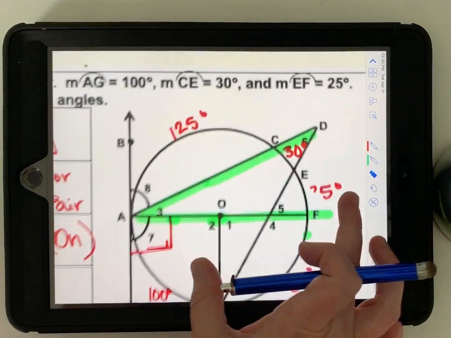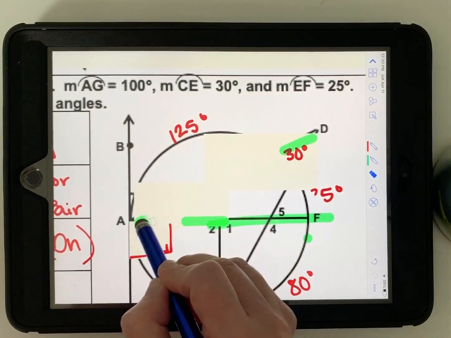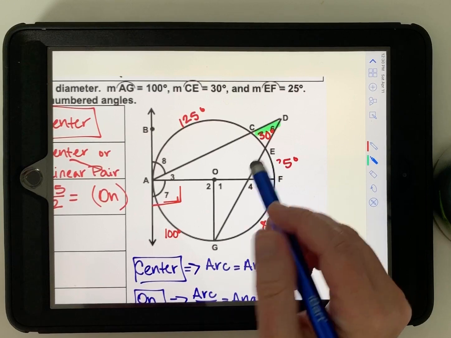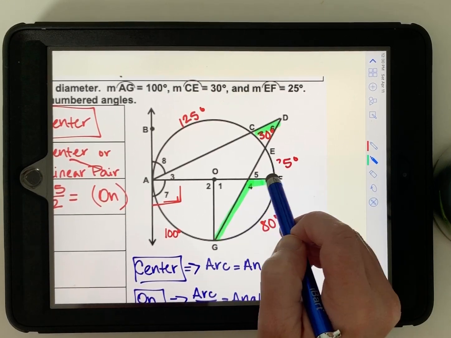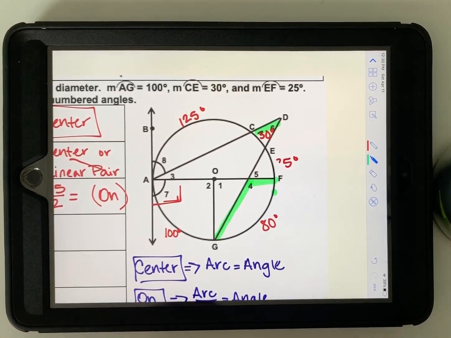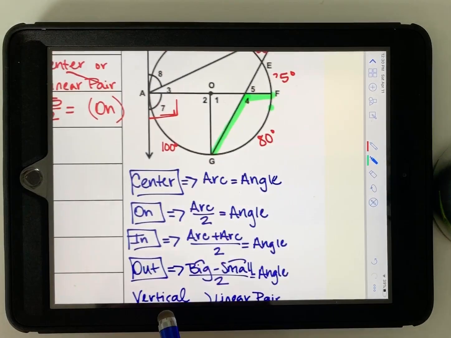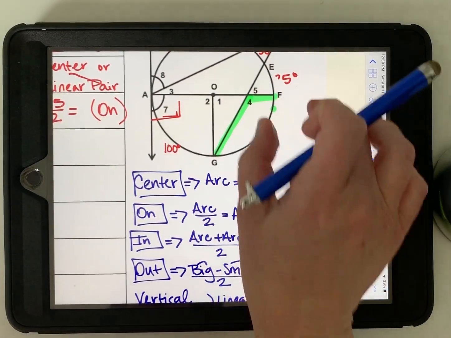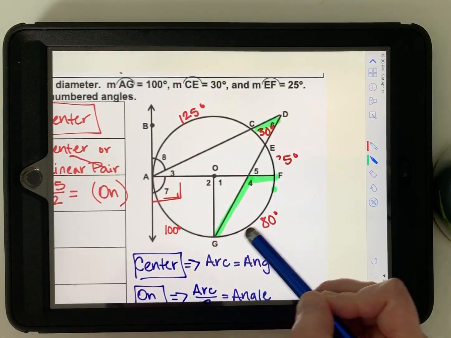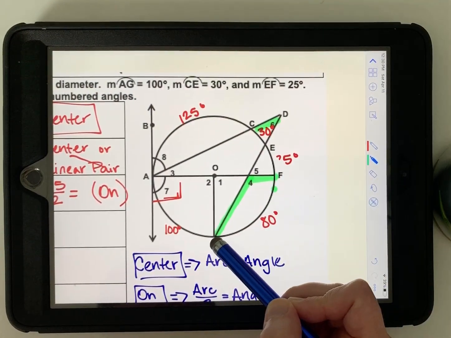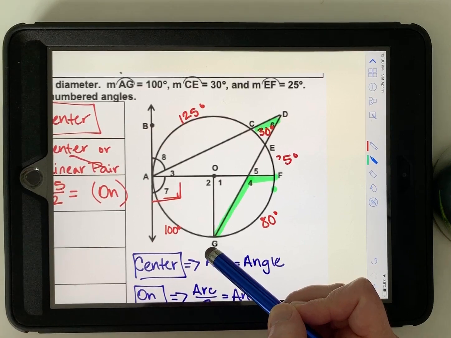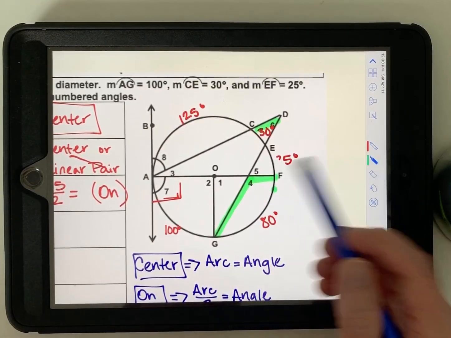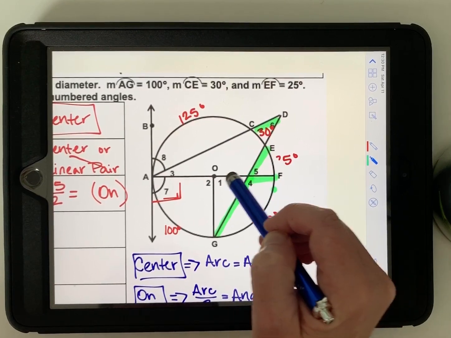Okay, let's see if I can get this erased. Now we're moving on to angle 4. Angle 4 is right here, and we can see that angle 4 is in the circle, but not in the center. So if it's in the circle and not in the center, we need 2 arcs, arc plus arc divided by 2. So we know 1 arc here is 80. But remember, for the in formula, we need 2, so we have to go to its vertical angle, which is right here, and look at that. So if I highlight here, there's its vertical angle.